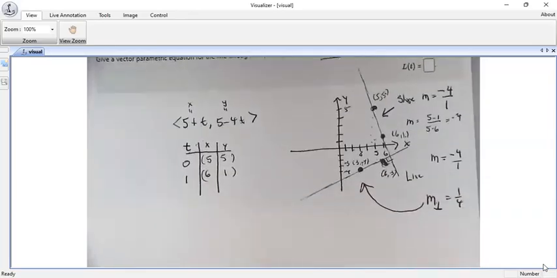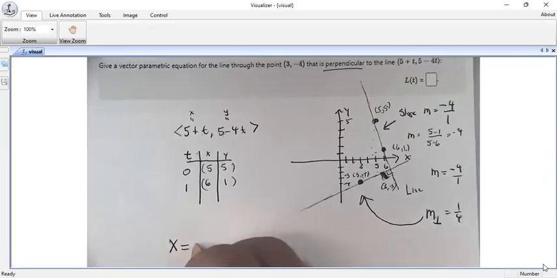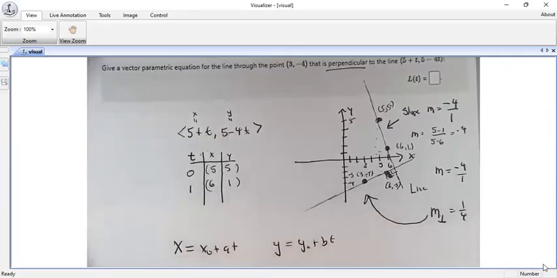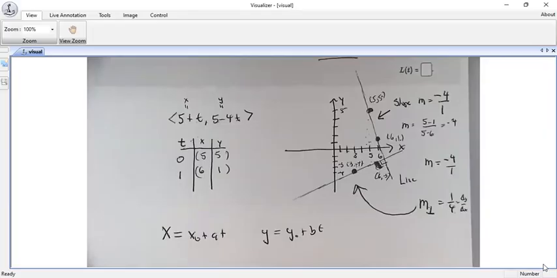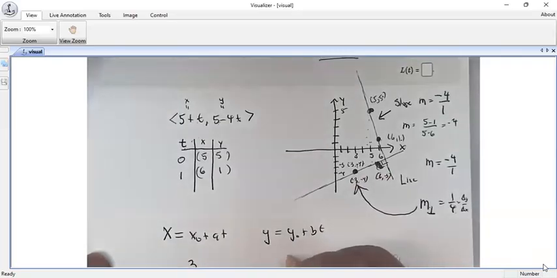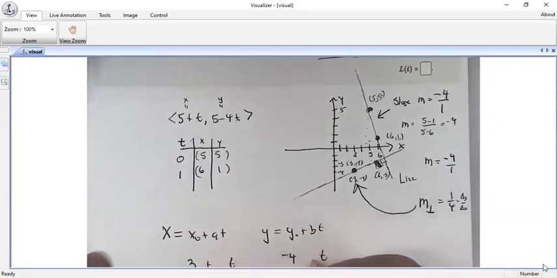So what do we really want? We want the parametric form: x equals x naught plus at, y equals y naught plus bt. Now this is your slope thing here. If you look at it in the right way, this is that change in y over the change in x. We might as well use the point they gave me. There's the point (3, -4). x naught is 3, y naught is -4. All I need to know is what my a and b are going to be.